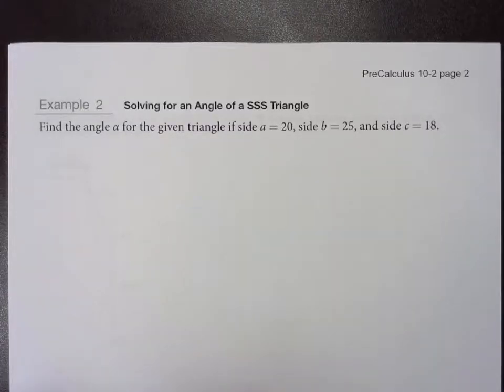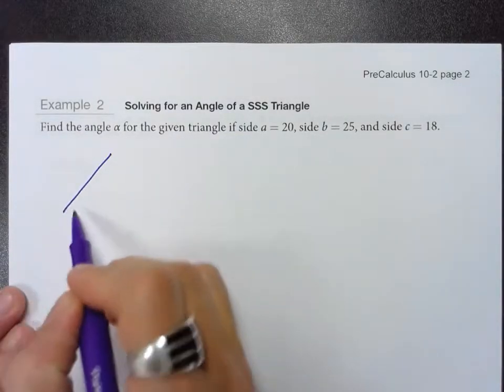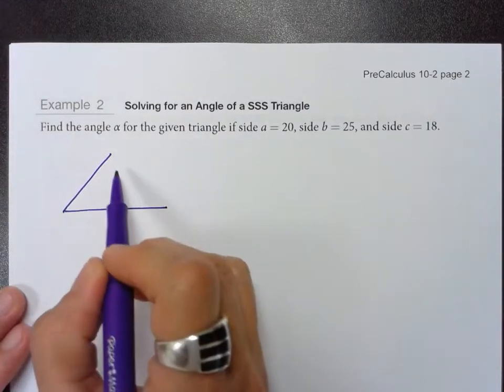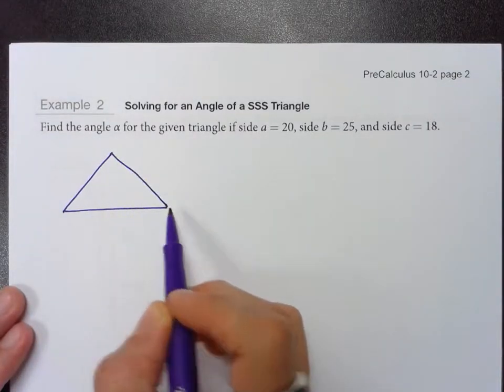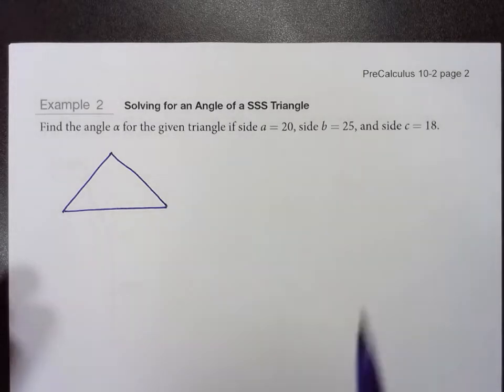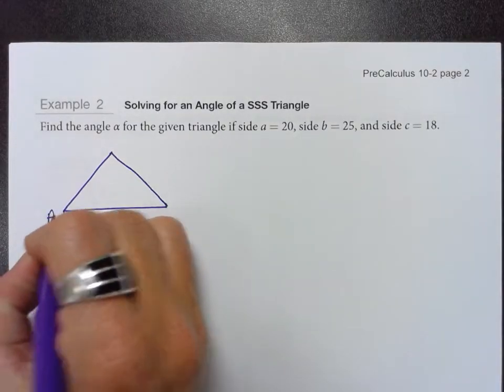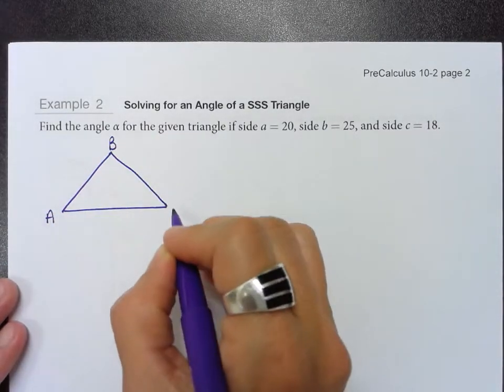Find the angle alpha for the given triangle if side A is 20, side B is 25, and side C is 18. So we know we have a non-right triangle, or at least we think it's not a right triangle. I'm just going to go ahead and use A, B, C instead of alpha, beta, gamma.